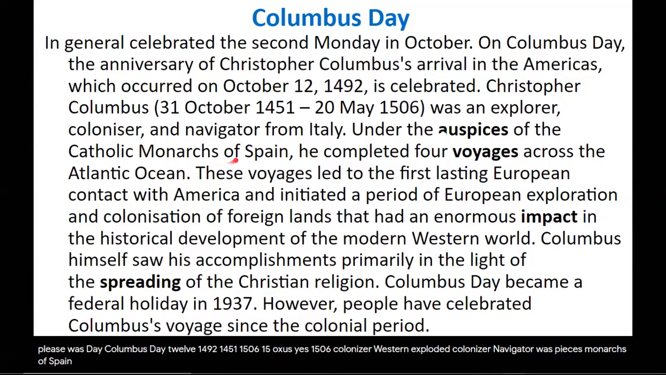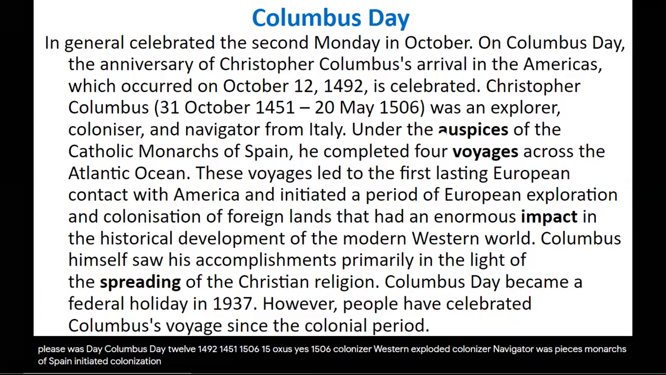He completed 4 voyages across the Atlantic Ocean. These voyages led to the first European contact with America and initiated a period of European exploration and colonization of foreign lands that had an enormous impact in the historical development of the modern Western world.